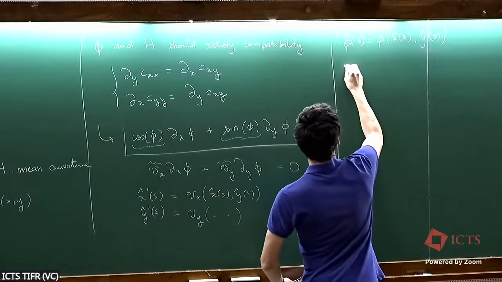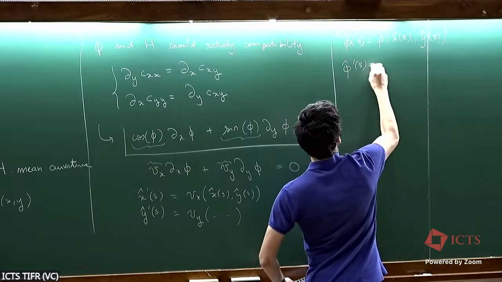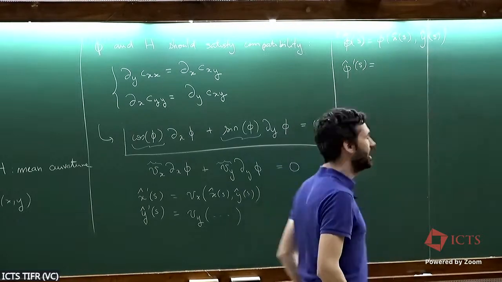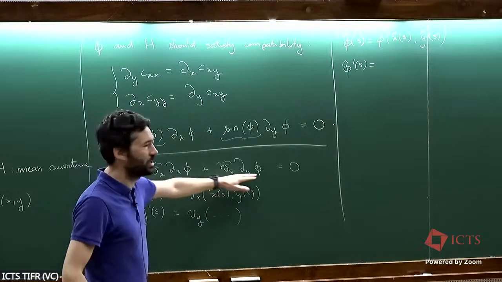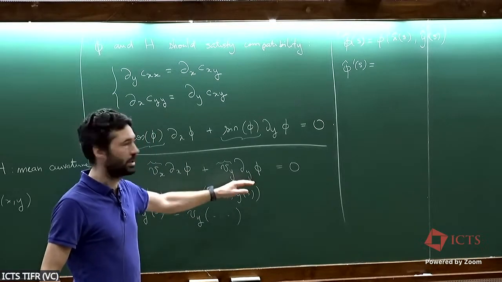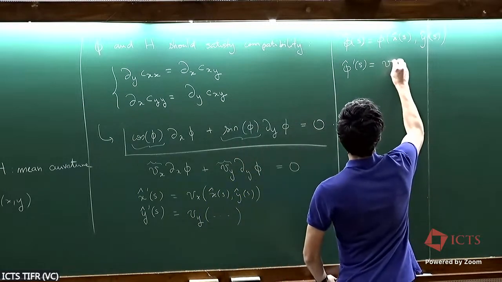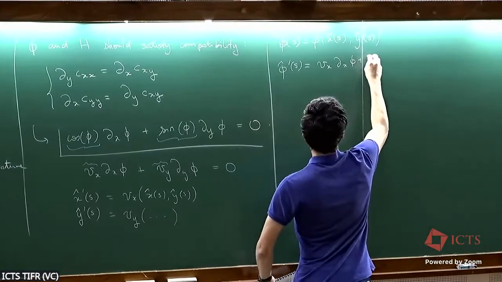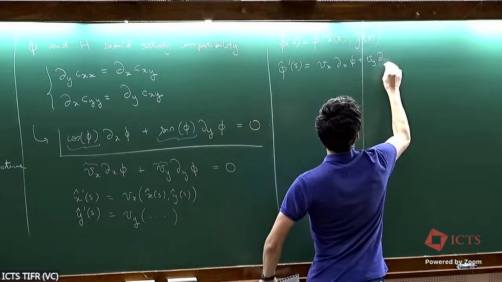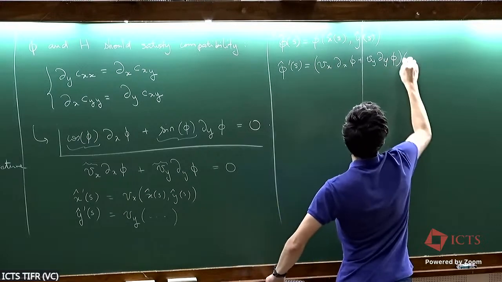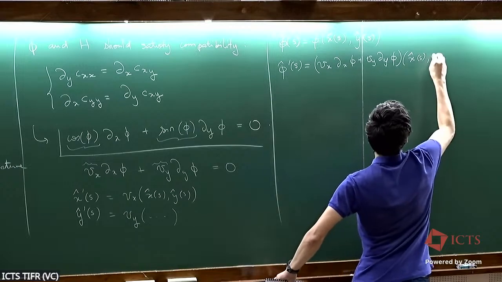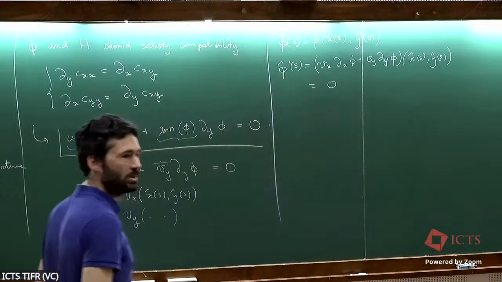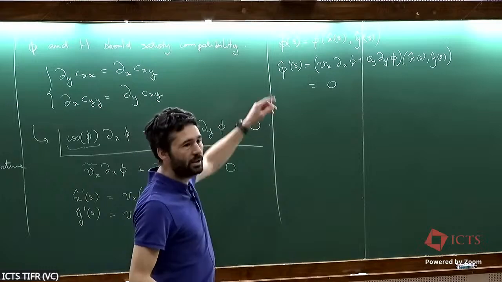And what you can show is that phi at prime of S, so if I take the derivative of this with respect to S, I use the chain rule here, and what appears is exactly what I have here. Okay? And so this is Vx d x phi plus Vy d y phi, all taken at x at s, y at s, but because of the phi solution, this is 0. Okay, so this means that on these curves, phi is constant.